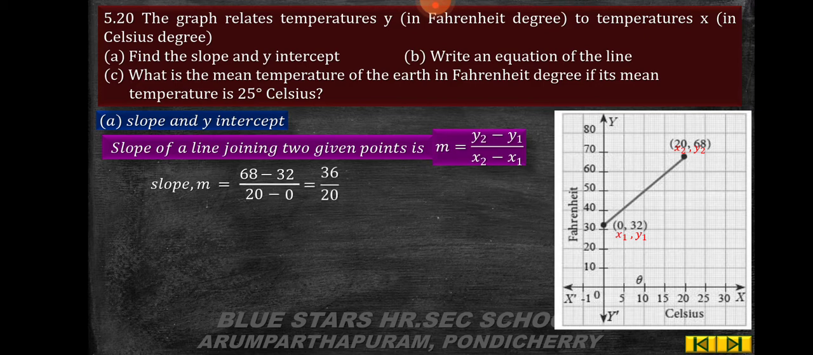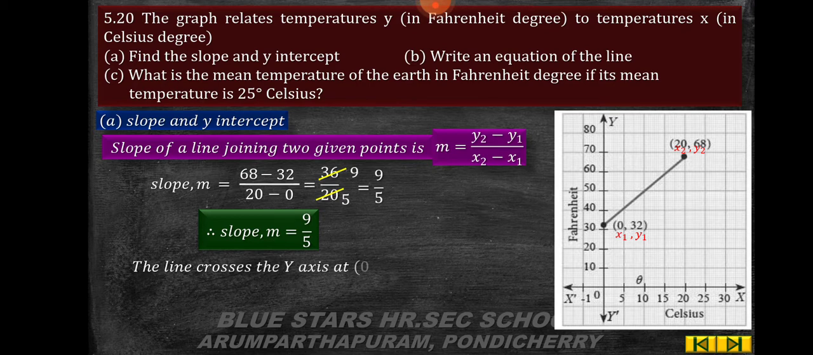Therefore, the slope m is equal to 68 minus 32, which is nothing but 36, divided by 20. So if you cancel out 20 and 36, you get 5 times and 9 times. Therefore, the slope m is equal to 9 by 5. Then you have to find the y-intercept. That is, the line crosses the y-axis at 0, 32, which is nothing but the y-intercept is 32.